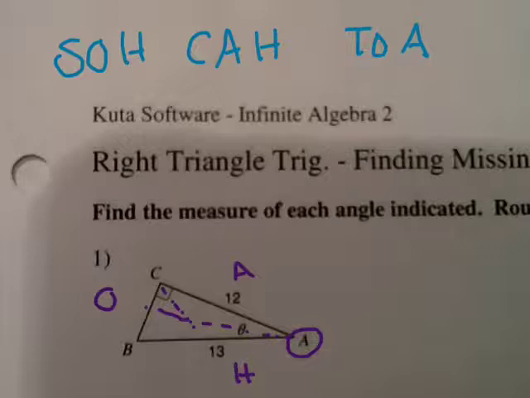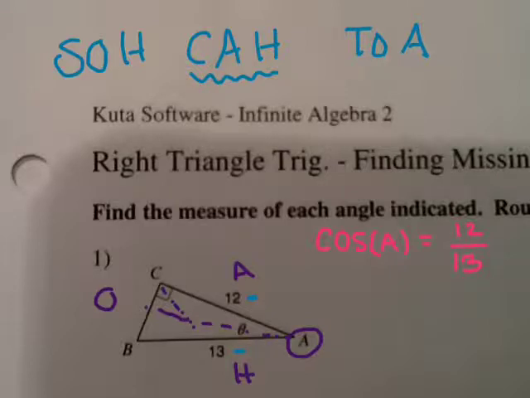If we look at the parts that we labeled, we were given this 12 and 13. 12 has an A, 13 has an H. If we look at SOHCAHTOA, we're going to be using cosine. That's the only one with an adjacent and a hypotenuse. So when you set up your ratio, it's going to be cosine of your angle A, which we don't know, equal to that ratio: the adjacent over the hypotenuse.